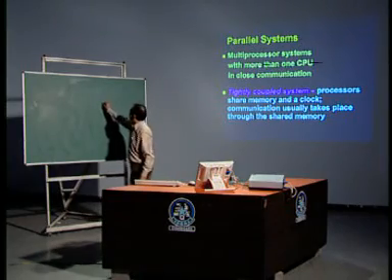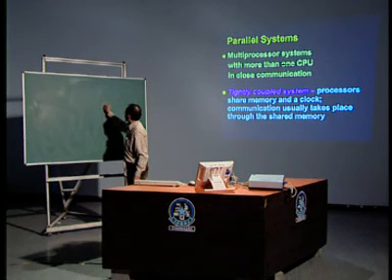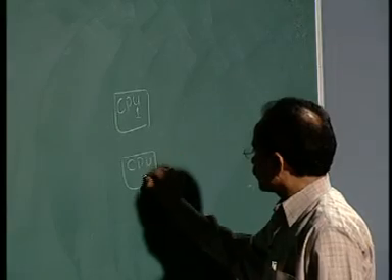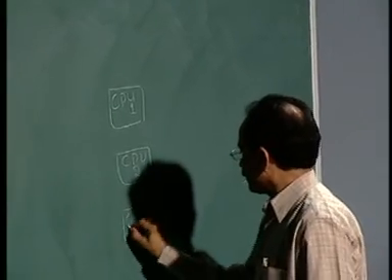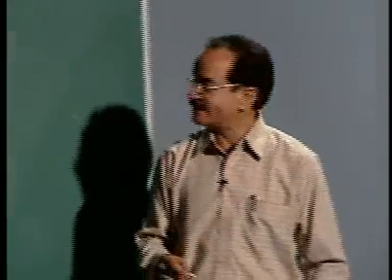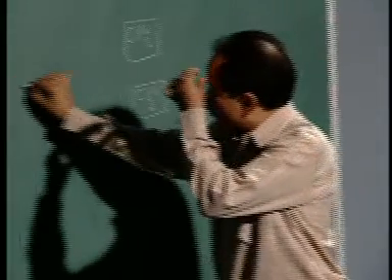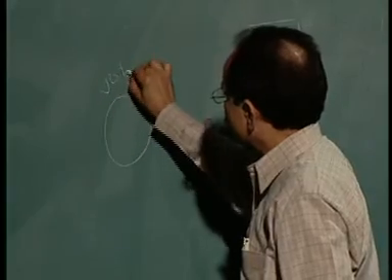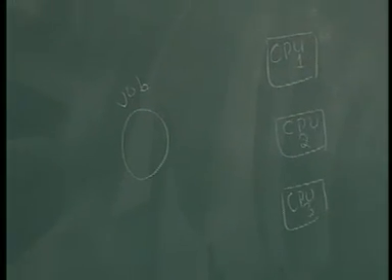Let us say there are 3 CPUs. Let us say this is CPU 1, this is CPU 2 and this is CPU 3. Now, what does my parallel system say? In case I have one job over here, let us say this is my job, which was there in the memory.